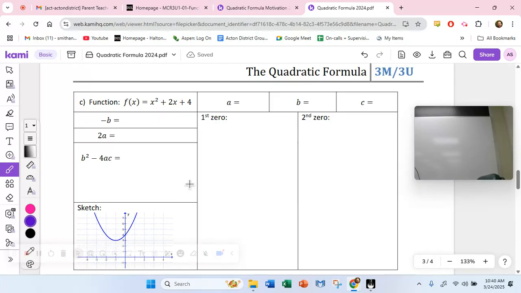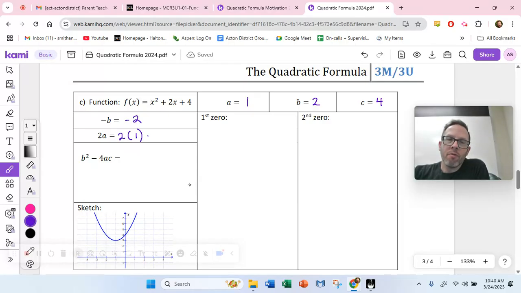So that's what we're looking at next. If you've already kind of seen what happens, don't spoil the fun. But if you haven't yet, investigate, just go with the process, try to find x-intercepts. At some point, something's going to break down. A is 1, B is 2, C is 4. Negative B is -2. 2 times 1 is 2.